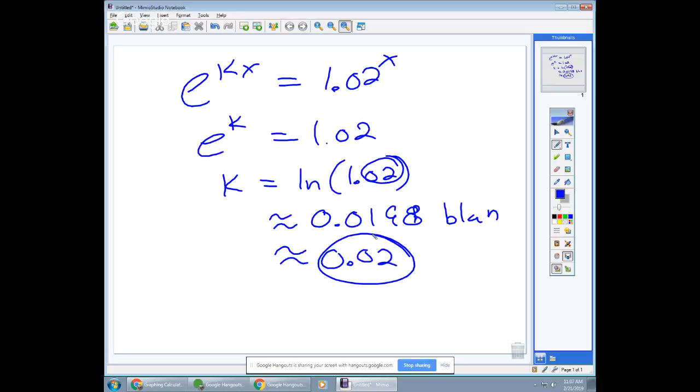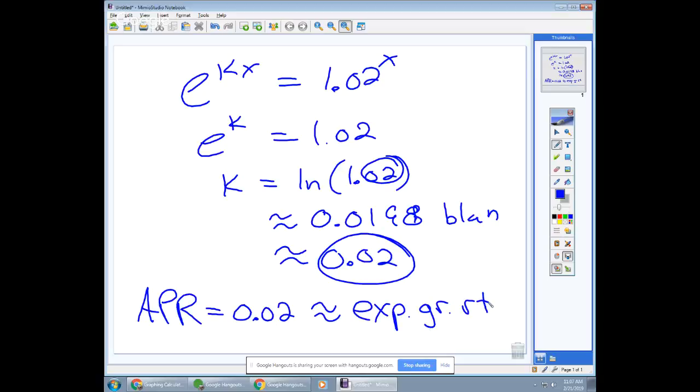Okay, is it exactly the growth rate? No, right? So in this case, we have an APR, annual percentage rate, of 2%, and that's approximately equal to the exponential growth rate. Now, that approximation only works relatively well for small growth rates. The bigger the growth rate, the more of a problem that is. So to enhance that comparison, I'm just going to consider that this is 1 plus r, and I'm trying to find an associated value of r up there. So k is kind of a rate also.